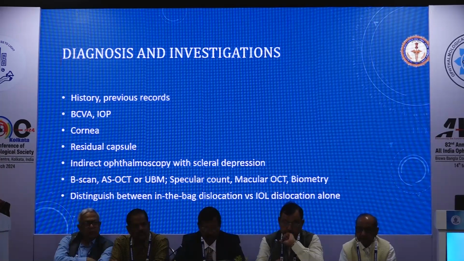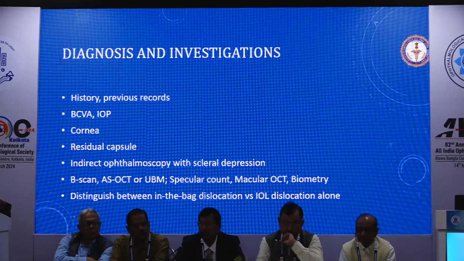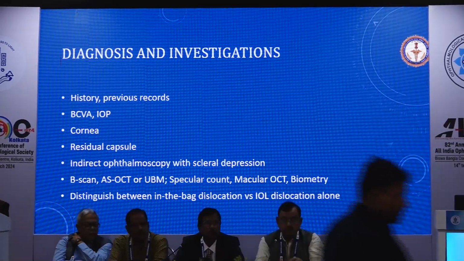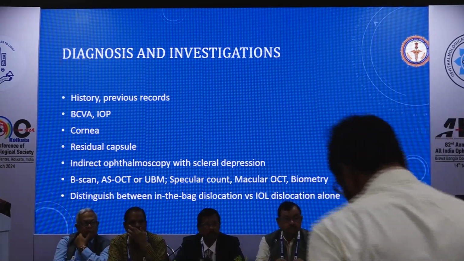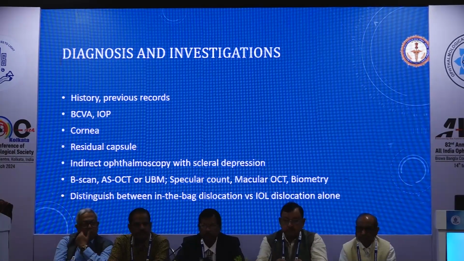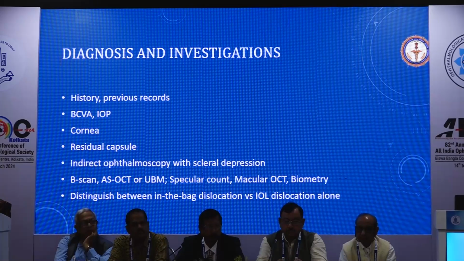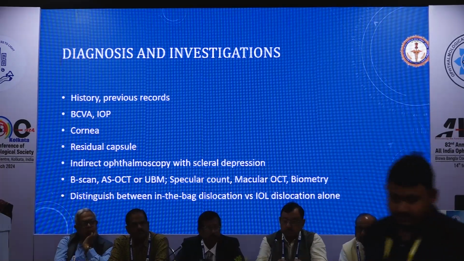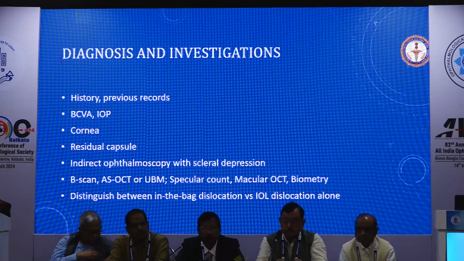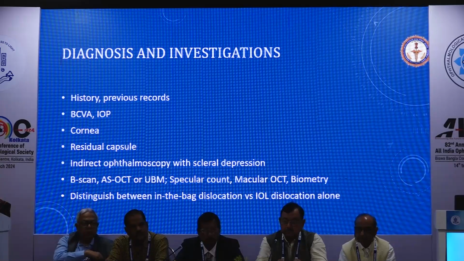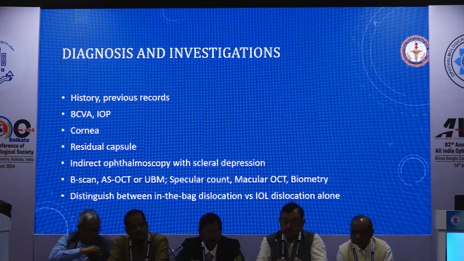The diagnosis and investigations entail taking a good history and examining all previous records of the patients, including those of treatment, taking the BCVA and intraocular pressure, assessing the cornea for future lens implantation, assessing the residual capsule, doing a good indirect ophthalmoscopy with a scleral depression, going in with investigations such as B-scan, ASOCT or UBM, taking a specular count, having a macular OCT and a biometry if we are planning to implant a lens, to have a good prognostication, and to distinguish between in-the-bag dislocation versus IOL dislocation alone.